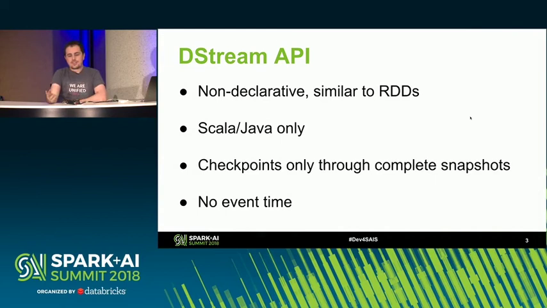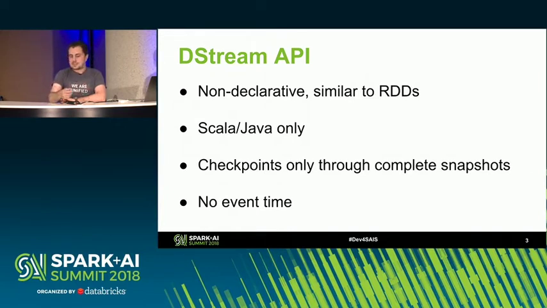So the first version of streaming that we did in Spark was known as D streams. A D stream basically represented a sequence of RDDs, where each RDD that you computed was one microbatch of the query. So there were significant limitations to this API.